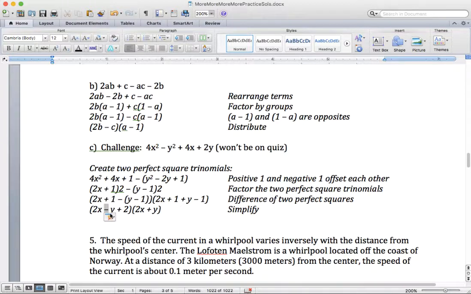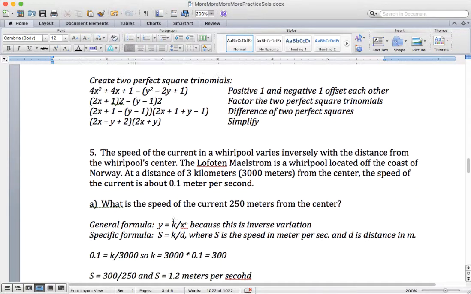We end up with 2x, and we have a minus y plus 1, and then a minus negative 1, so we have a positive 2 here. And then we end up over here with 2x plus 1 minus 1, which cancel out, so we end up with 2x plus y. So this is our final factorization.